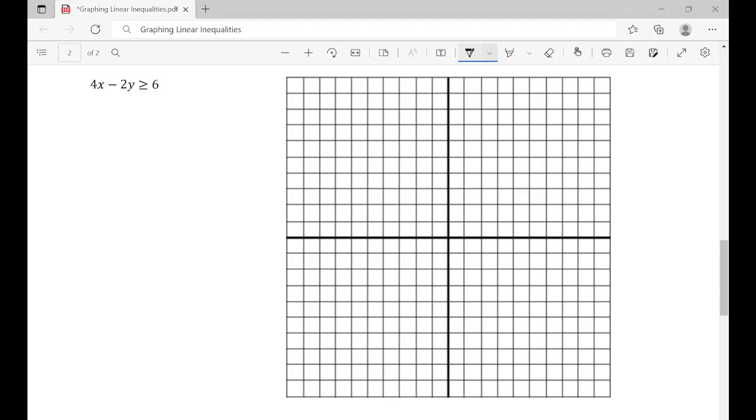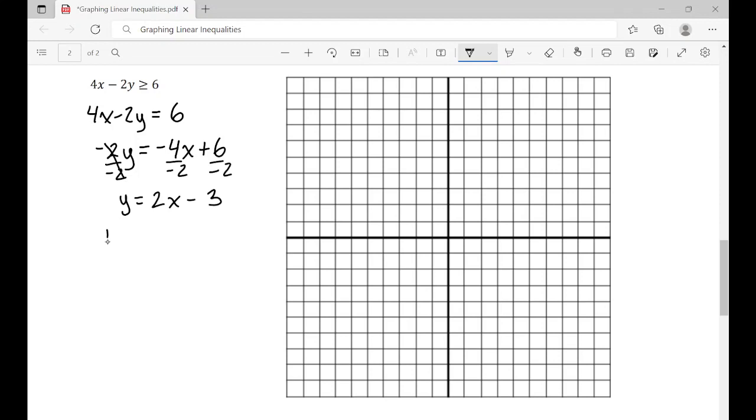4x minus 2y is greater than or equal to 6. I'm going to turn that into an equality. So 4x minus 2y is equal to 6. I'm going to solve for y, so I'm going to subtract the 4x over. So negative 2y equals negative 4x plus 6. Then I'm going to divide everything by negative 2. So y equals 2x minus 3. So my slope here is a positive 2, and my y-intercept is a negative 3.